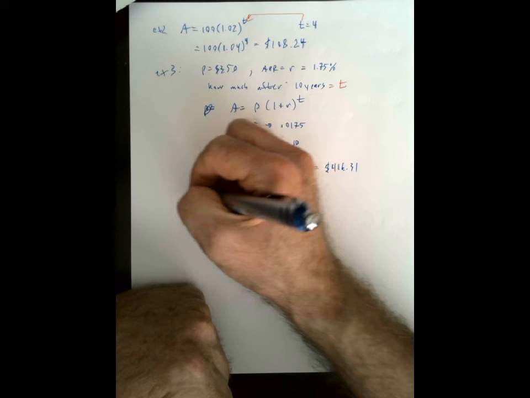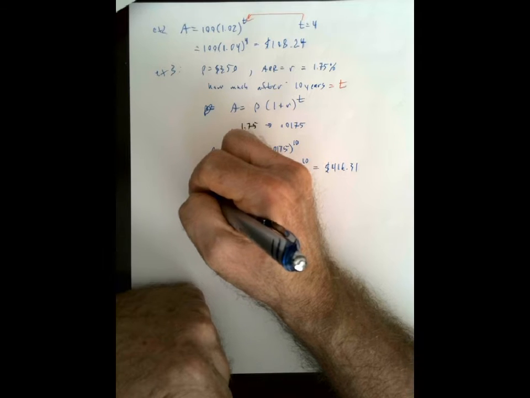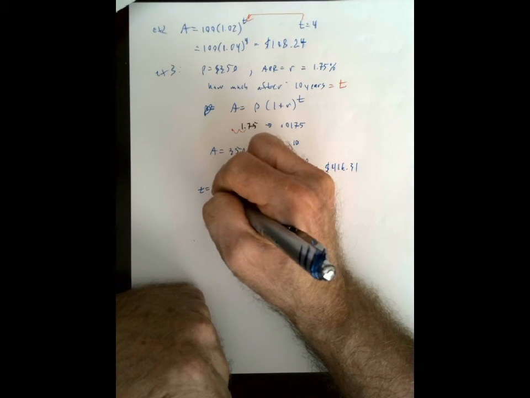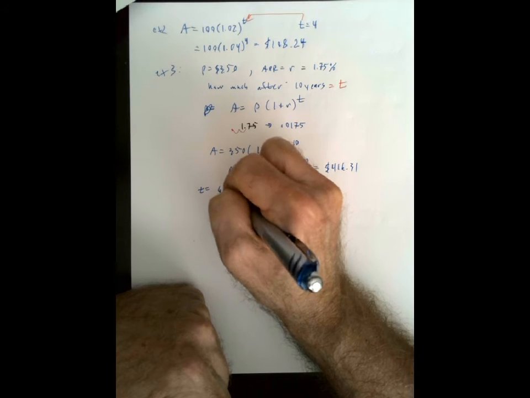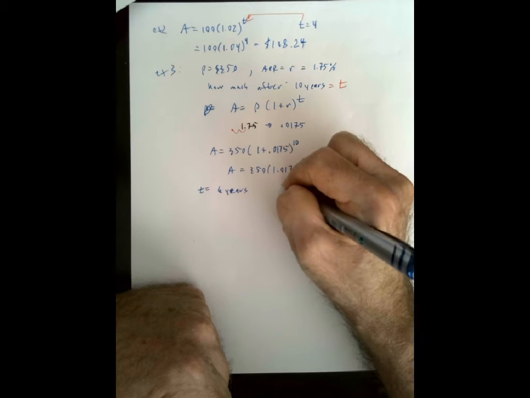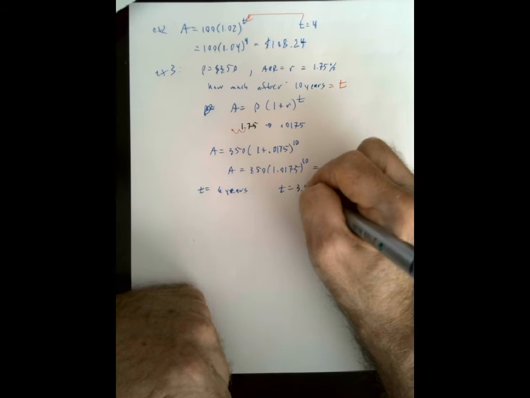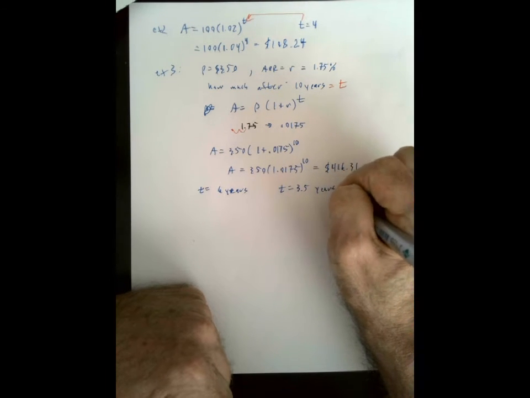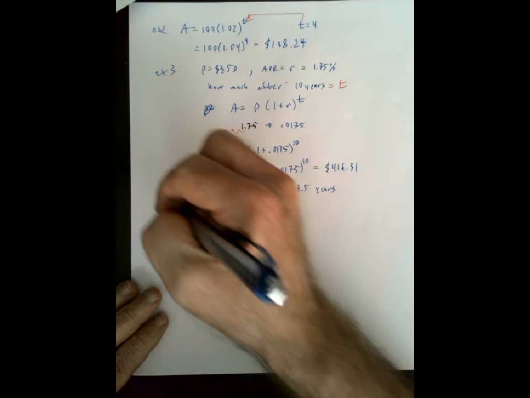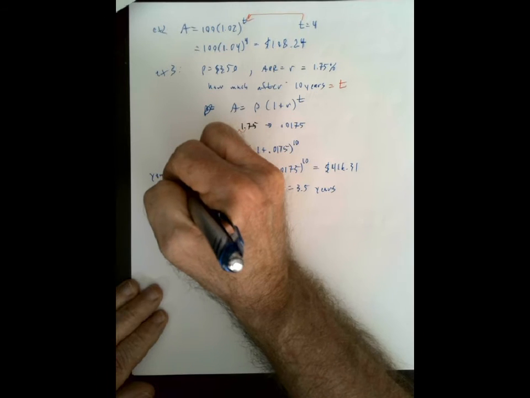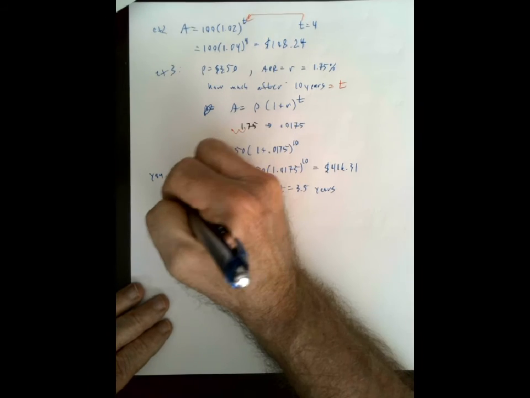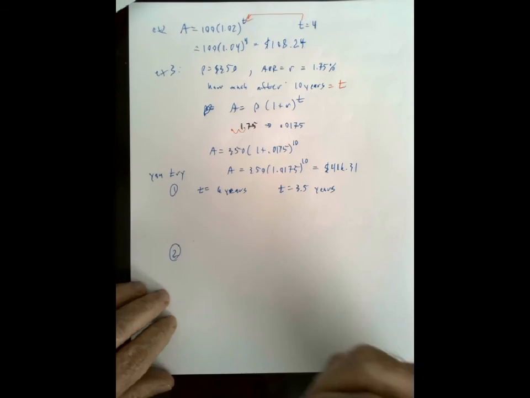I would like you to tell me how much would be in the account after, let's say, t was equal to 6 years. And what if after t was equal to, oh, I don't know, 3.5 years? So that t was 3.5. Okay, so this will be for you to try. This is going to be you try number 1, then number 2. Let me give you one here.